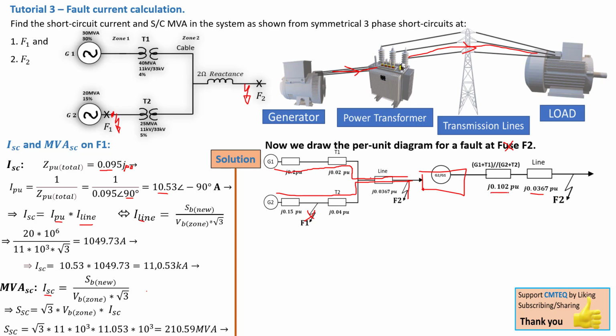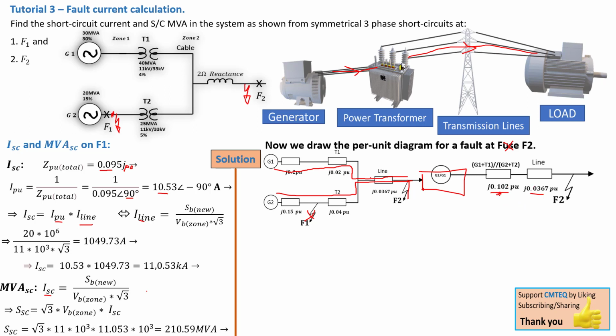Now, don't be confused. How did we get this value? This value is simply adding G1 plus T1, and also adding G2 plus T2. The combination of G1 plus T1 must be in parallel with the combination of G2 plus T2, and that parallel value is going to yield us a value of j0.102 per unit. That's how we find this value. You can do that exercise on a side paper to verify this number. If it's wrong, please drop a comment and show us how you got the correct value.